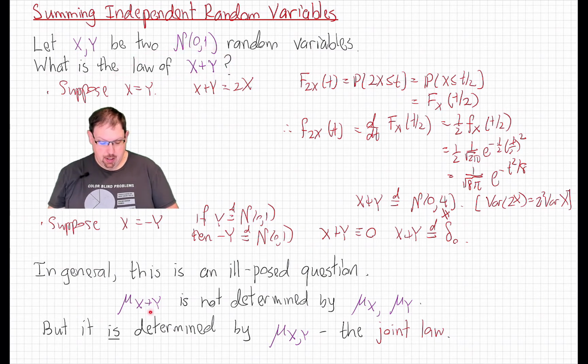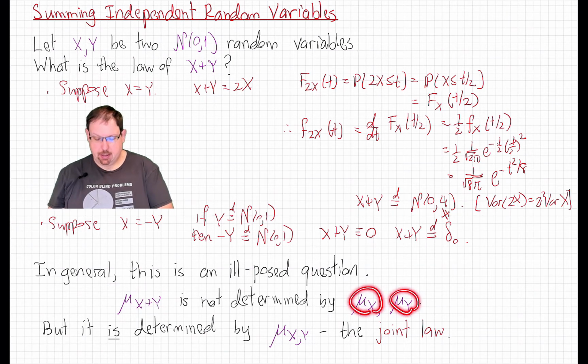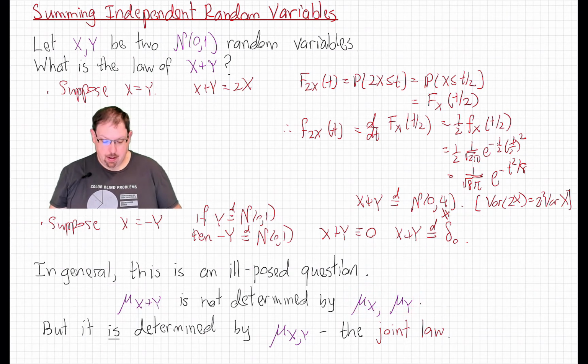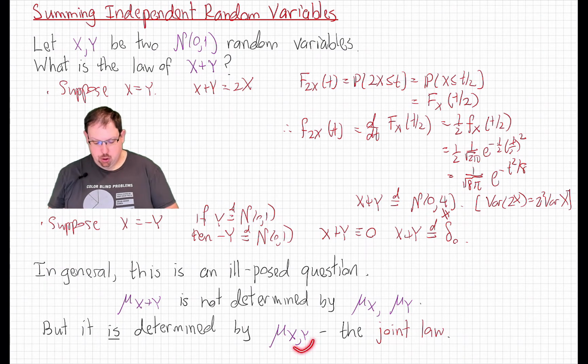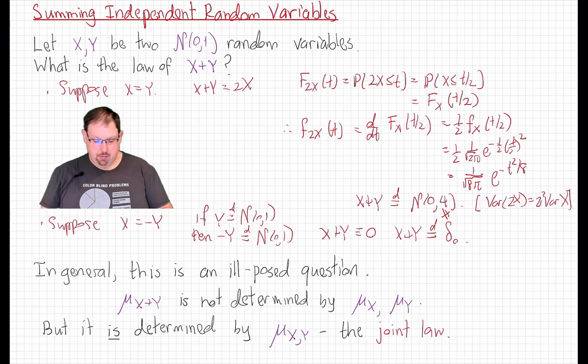In other words, the law of X plus Y is just not determined by the laws of X and Y separately. But it is determined by their joint law. We have to think of X and Y together as a random vector. If we know the complete law of that random vector, then we will be able to determine the law of X plus Y. The information of the joint law is much greater than the information of these separately. The standard terminology that's used is that these are the marginal laws of the joint law.